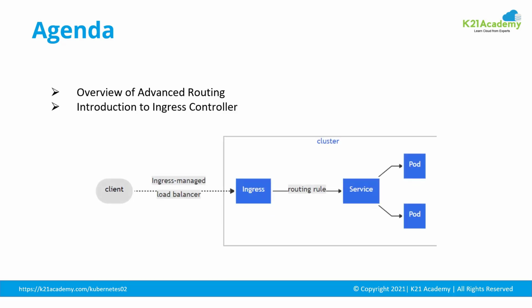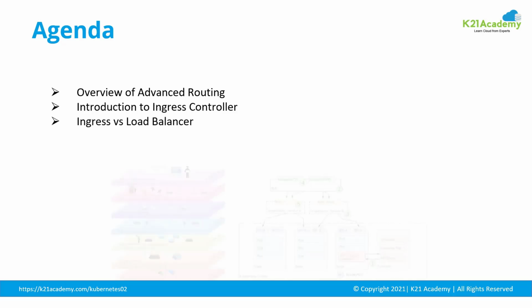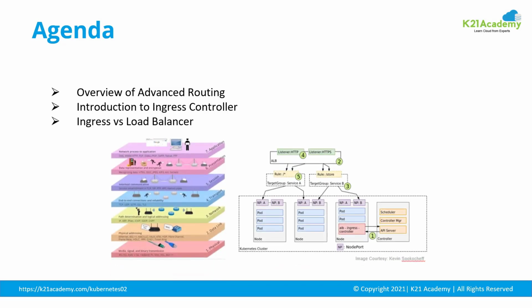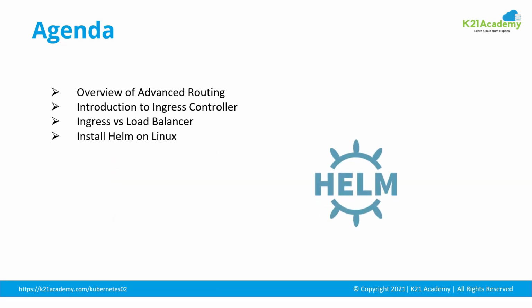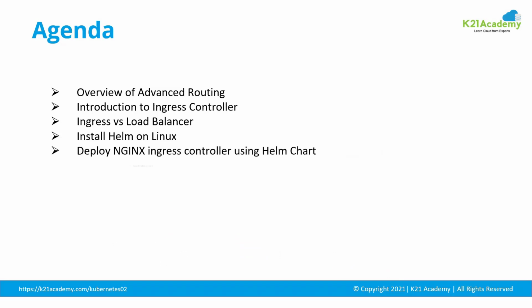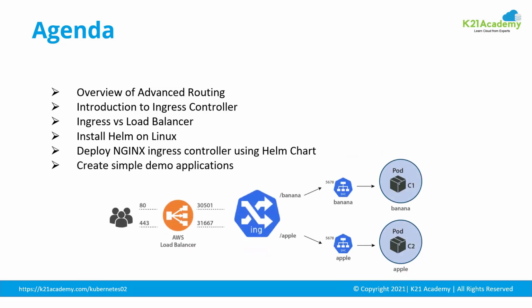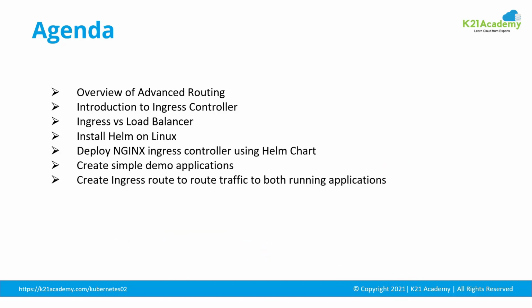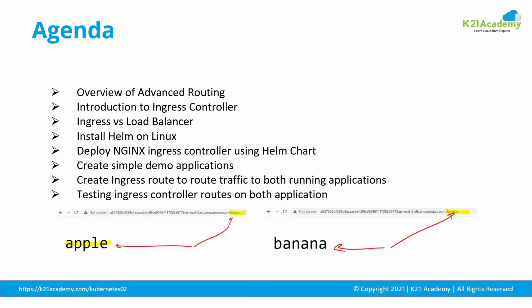Now let us take a quick glance at the agenda. Firstly, we will be getting an overview of advanced routing and then we will be getting introduced to Ingress controller. Post that, we will be comparing Ingress and load balancer. And then we will try to install Helm on Linux. Post that, we will try to deploy NGINX Ingress controller using Helm chart. Post that, we will be trying to create simple demo applications. And then we will be creating Ingress to route traffic to both running applications. Post that, we will be testing Ingress controller routes on both applications.